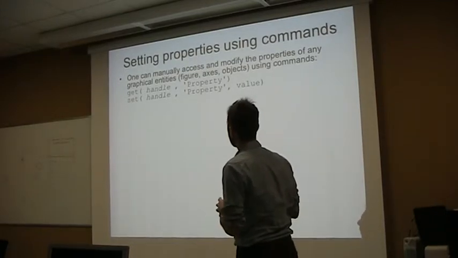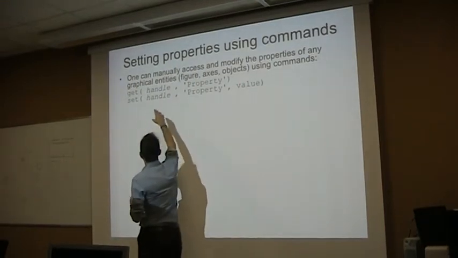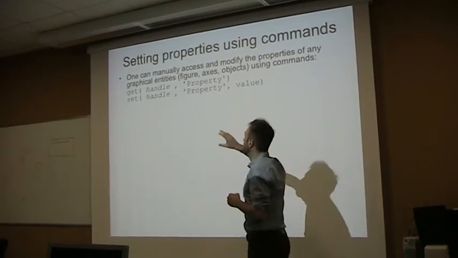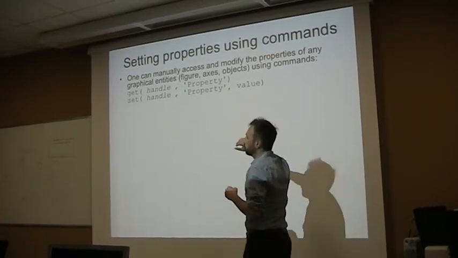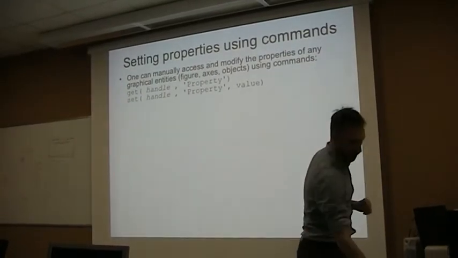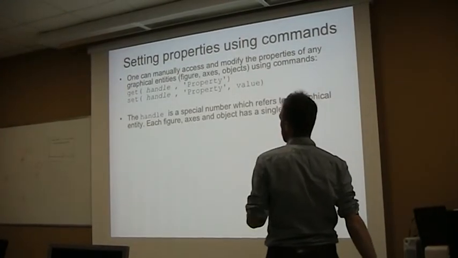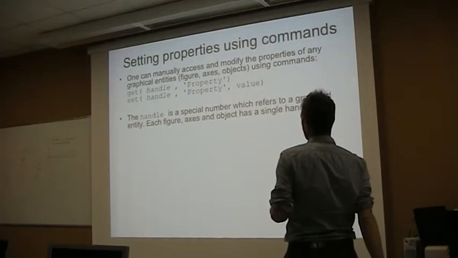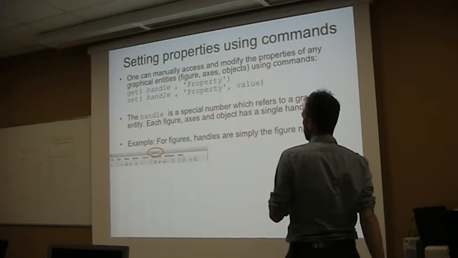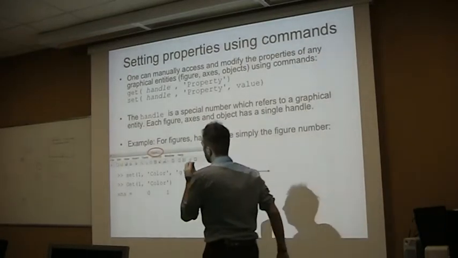Okay. So the way you access them is with this kind of writing get, and then the name of the handle, they're called handles, and then the property, say color, or line style, and so. And the way you change them is using set. Okay? Yeah, the handle is a special number which refers to a graphical entity, and each figure, axis, etc., has a handle. For example, for figures, it's just the number of the figure. Figure 1 is going to have 1 as the handle.